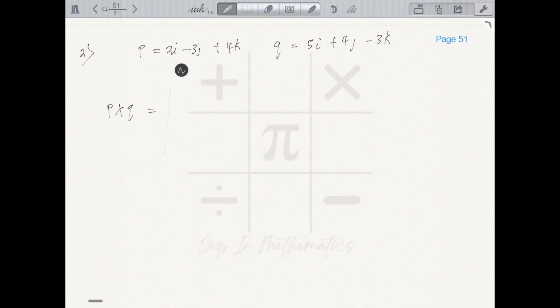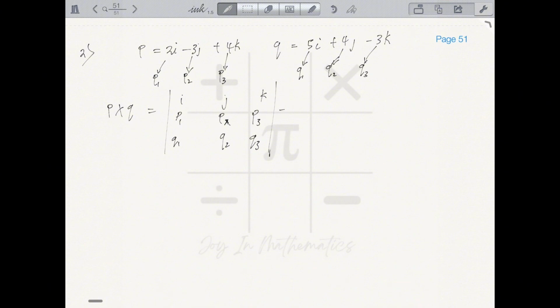Okay, now we know that P cross Q will be i, j, and k in a 3x3 matrix format, and this will be P1, P2, and P3, and this will be Q1, Q2, and Q3. So what is P1? P1 is 2, P2 is minus 3, P3 is 4, 5 is Q1, 4 represents Q2, and minus 3 represents Q3.